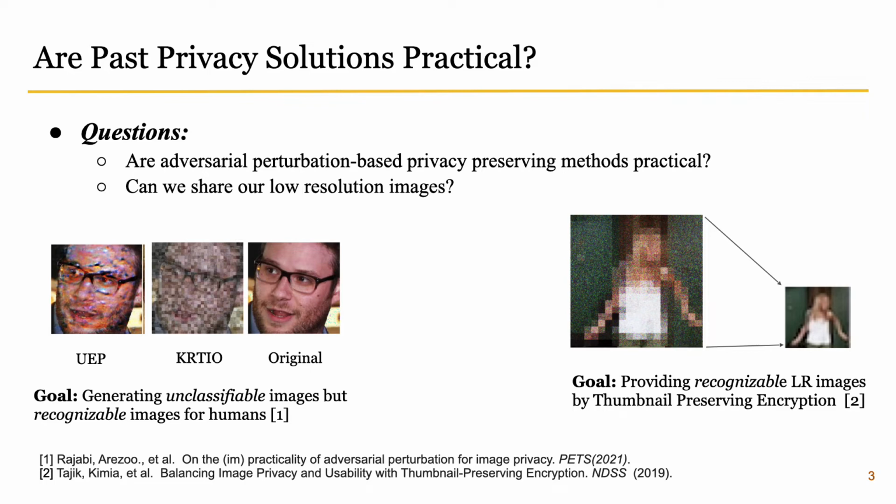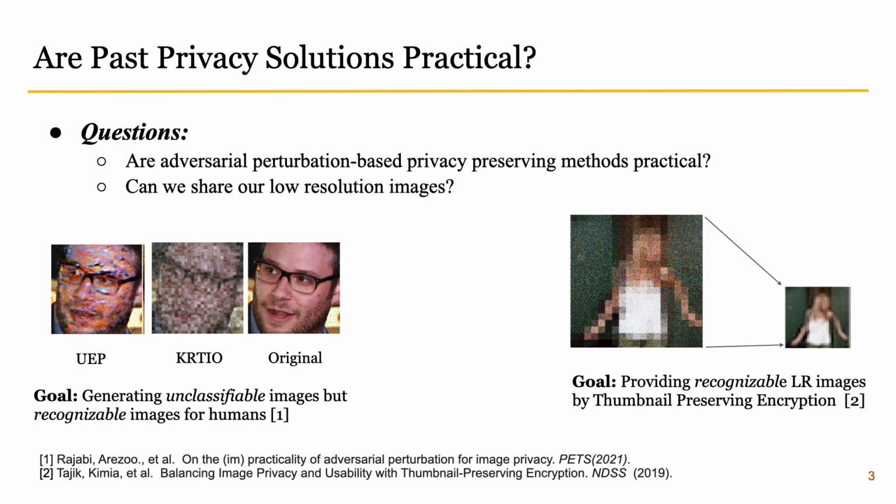SRCNNs might affect the performance or practicality of two image privacy approaches. The first approach is the perturbation-based image privacy methods like UEP and KRTIO, published in PETS 2021, since these approaches have never taken SRCNNs into account. The other approach is thumbnail preserving encryption methods, which generate an encrypted image with an exact low resolution of its original image. There are two main questions that need to be answered.